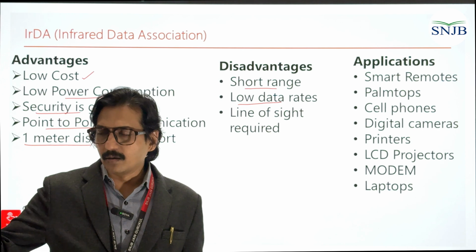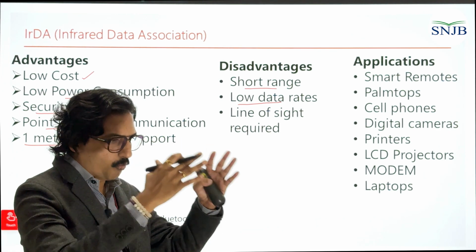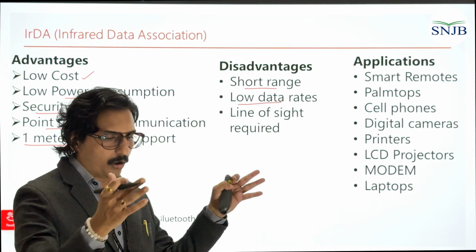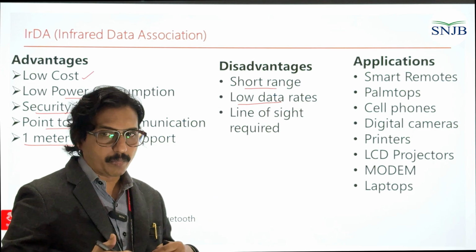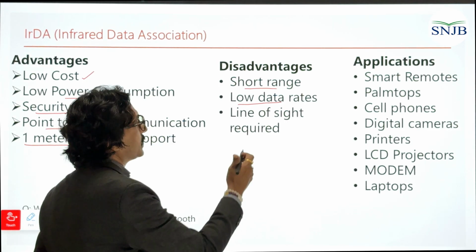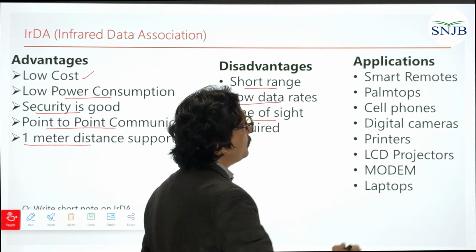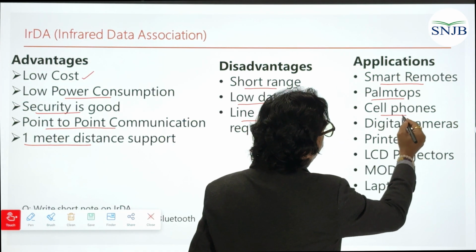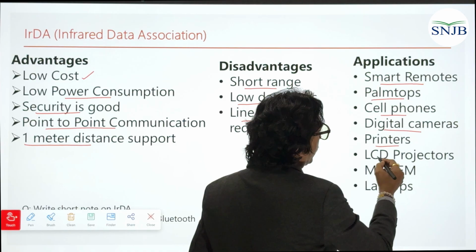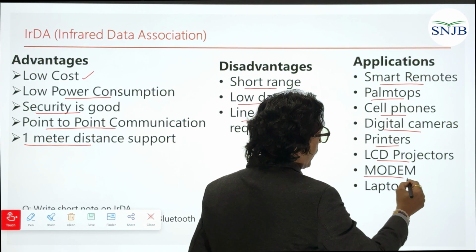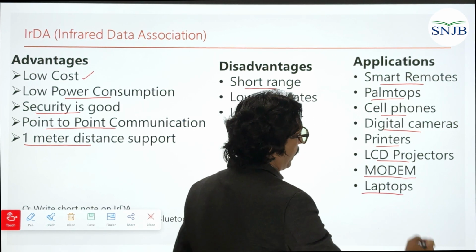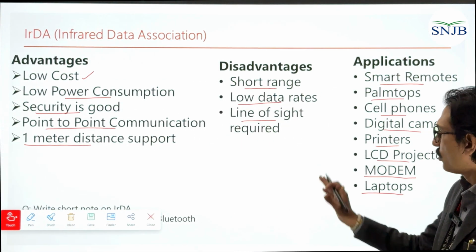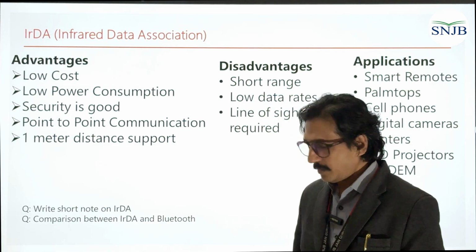If there is a wall and you are giving instructions through the remote, the signal cannot penetrate the wall or obstacles. That's why line of sight is required between the transmitter and the receiver. Applications are smart remotes used in televisions, palm tops, cell phones, digital cameras, printers, LCD projectors, modulation-demodulation machines, and laptops. So this is the scope of IrDA.